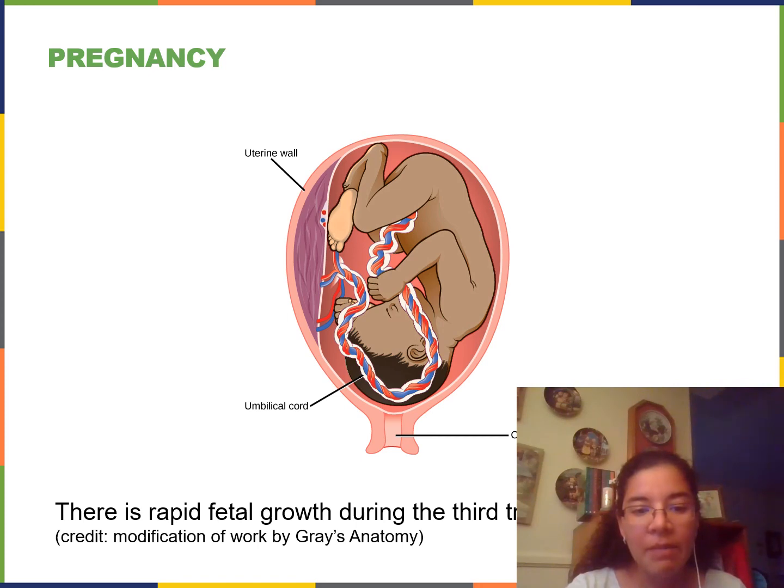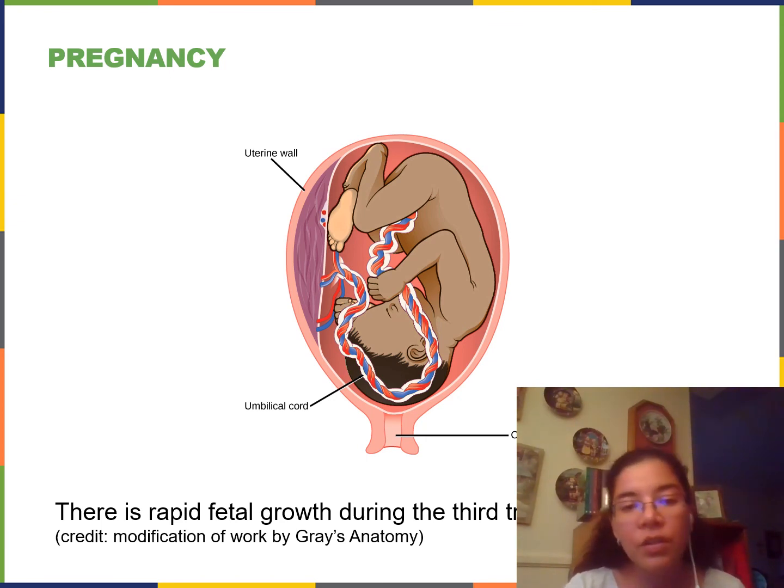We have here an image of a rapidly growing fetus. This would be the third trimester. Here's the uterine wall, the placenta, and the link between the maternal nutrients and products and fetal products is the umbilical cord. So maternal blood, I should say, and fetal blood never mix. We have the placenta that acts as an intermediate.